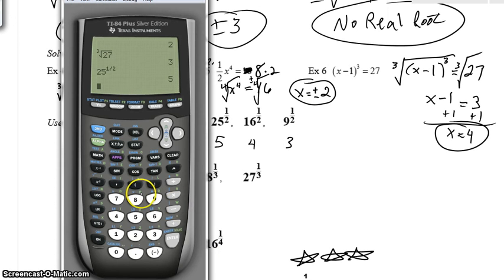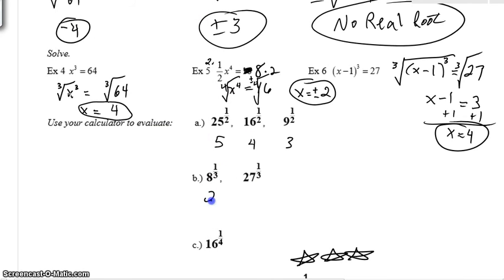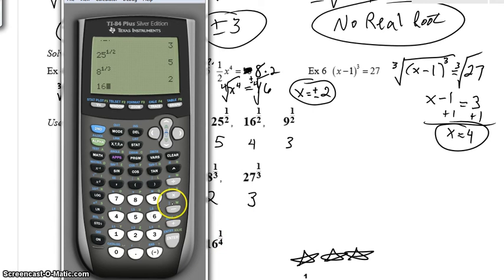Look, you can also do this with a 1/3. You could just go 1/3, 1 divided by 3. You're going to get a 2. 27 to the 1/3, you're going to get a 3. And 16 to the 1/4, maybe I'll type that out for you. 16, raise that up to the 1 divided by 4, you'll get a 2.